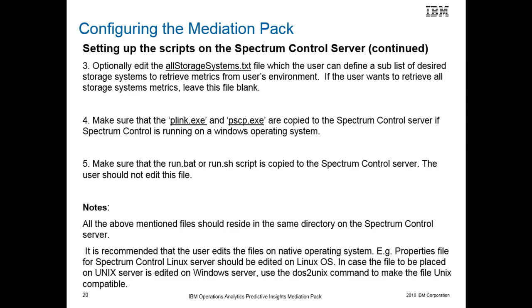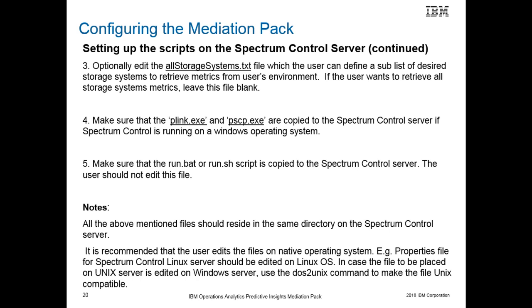In step 3, you can define a sub-list of storage systems to retrieve metrics from by editing the All Storage Systems configuration file. If you do not want a sublist and want to have all storage systems metrics, then leave the file blank. For step 4, if you are running Spectrum Control on a Windows server, make sure that the plink and pscp files are copied to the Spectrum Control server from the appropriate Mediation Pack directory.